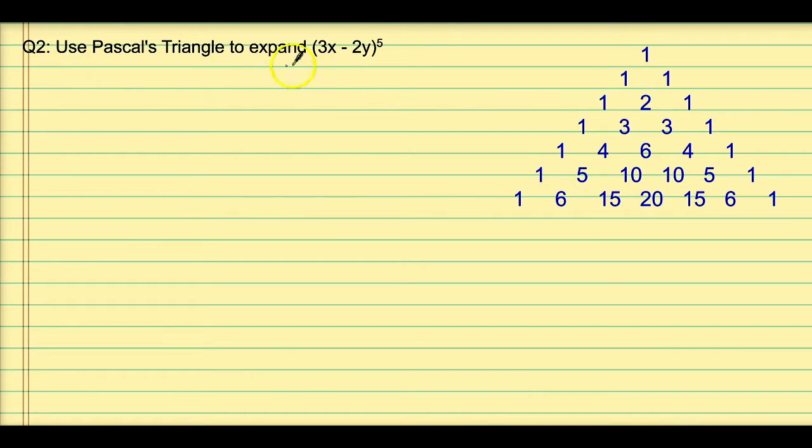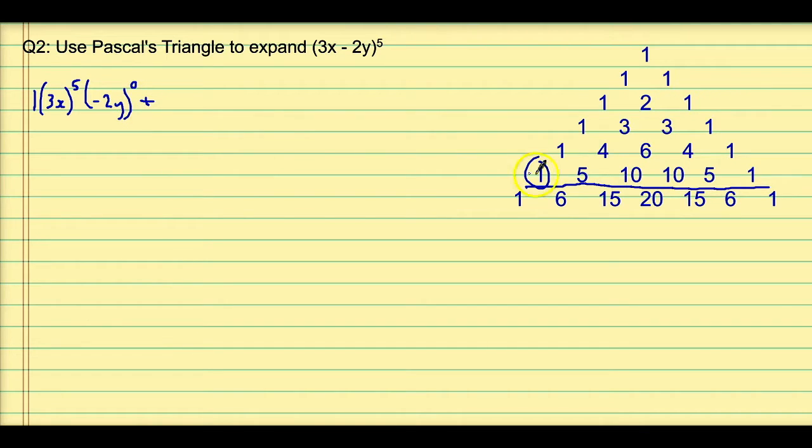So first of all, we're looking at a power here of 5. So we're looking at the 6th row in Pascal's triangle when we've got a power of 5. This is our 6th row here. I'm going to start off with the 1. And we're going to times that by the first term, the 3x here, and we're going to raise that to the power of 5. Then we're going to multiply that by the negative 2y raised to the power of 0.